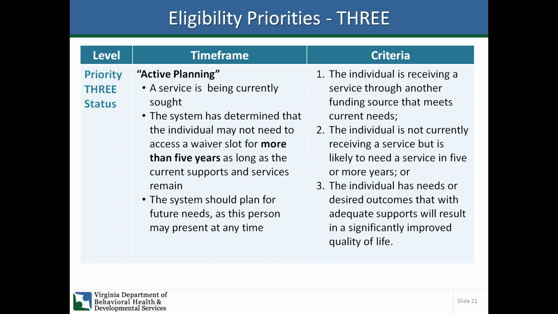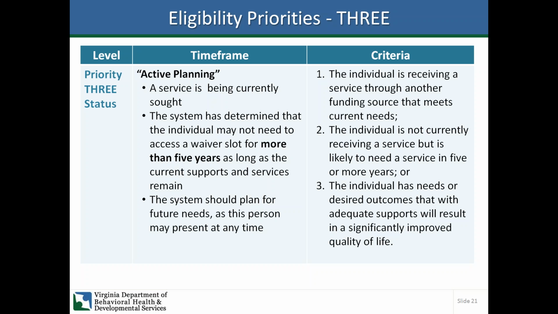And then lastly, eligibility priority 3 is sort of an active planning list. So that is for those who would need access to a waiver slot more than 5 years out. The system should plan for that person's future needs, as that person could present at any time. We realize that individuals in priority 3 or even 2 can move up to priority 1 at any time related to the death of a caregiver or just a major change in their status.